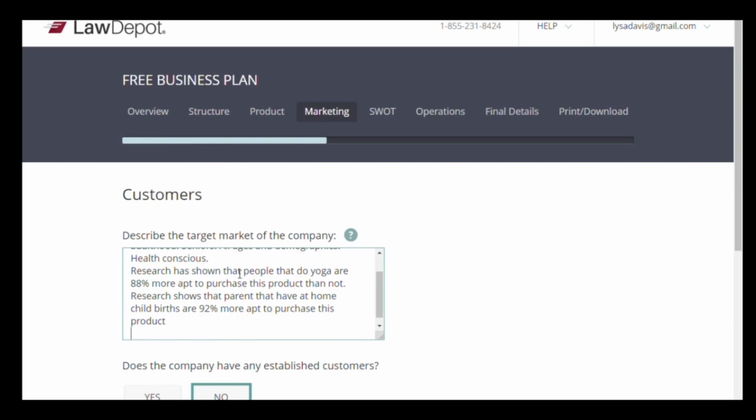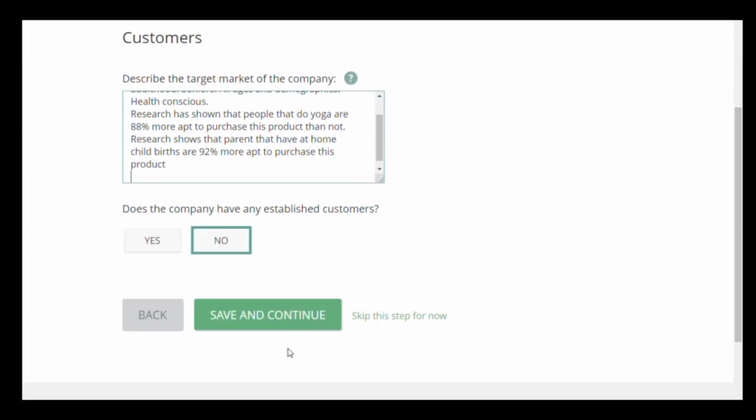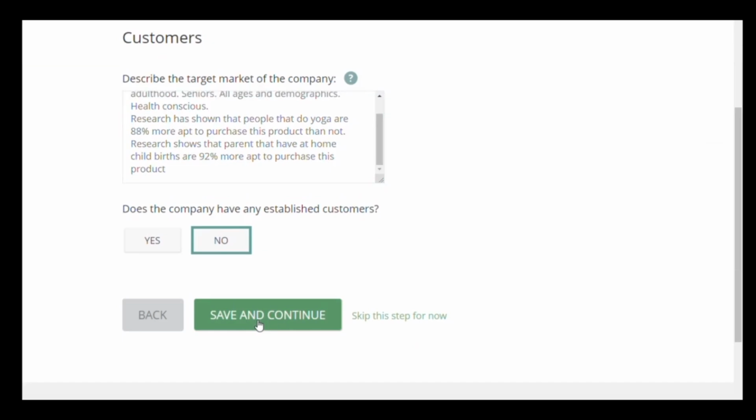So you want to be specific here. Again, the more information, the better, and it really shows the lender or the bank that you've put a lot of work into your market study, your market research, and you know who your target market is. And that also shows the banker that now that you know who your target market is, you also should have come up with a plan of action on how to penetrate that market. So we're going to save and continue.